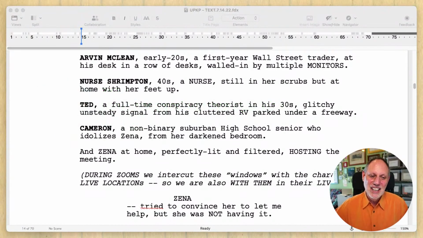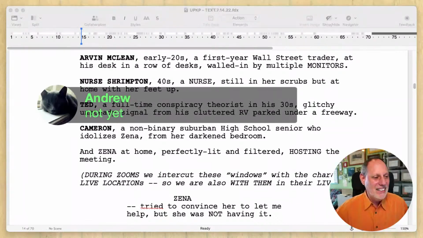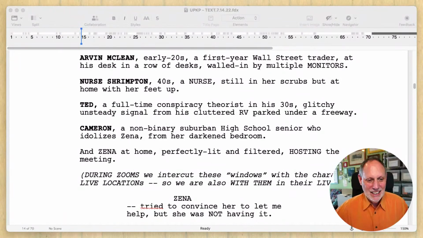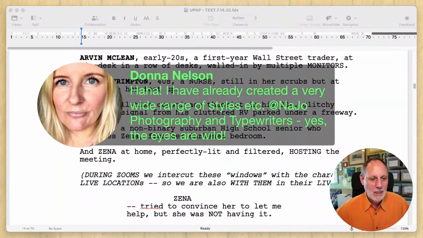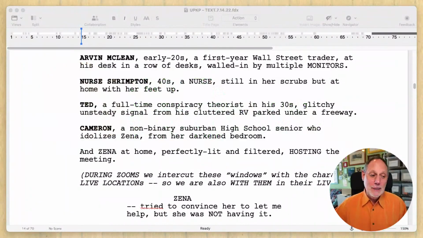Yeah, AI coverage. Yeah, I'm sorry. Not yet, Andrew says, and Andrew the cat is right. Cool. Yeah, I have not spent any time on Midjourney.